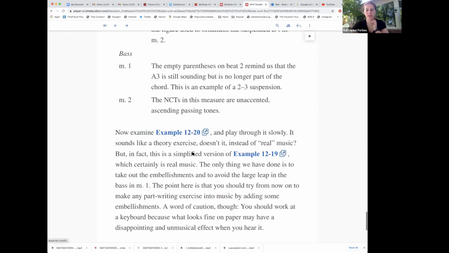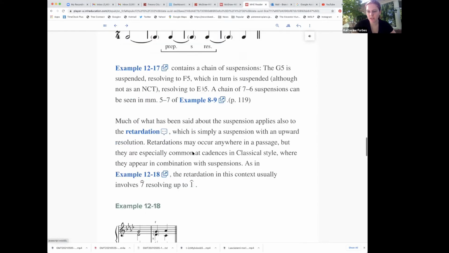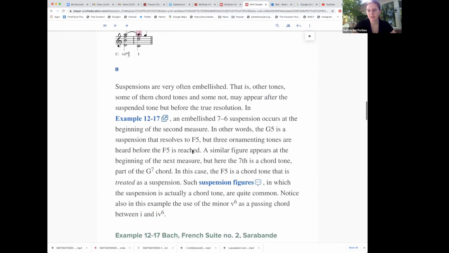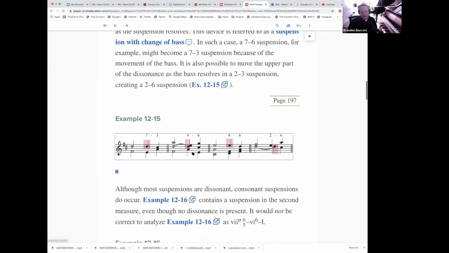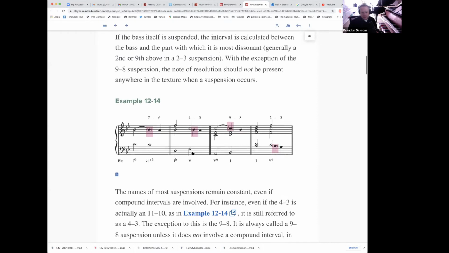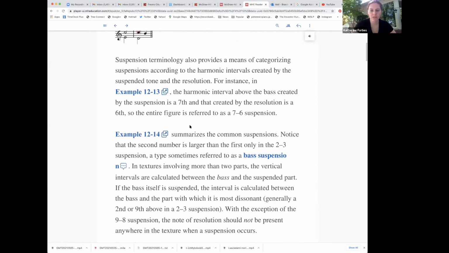Say that again. Can you look at the suspension when it's in this bass line? Yeah, did we pass that already? You sure? Since it's not right after the bass suspension.